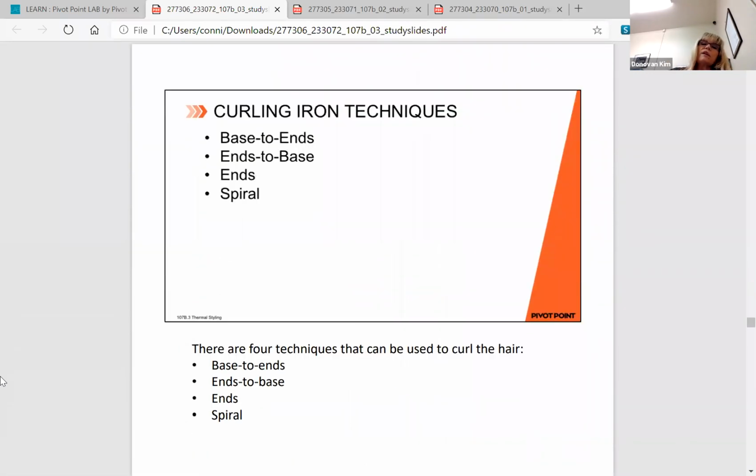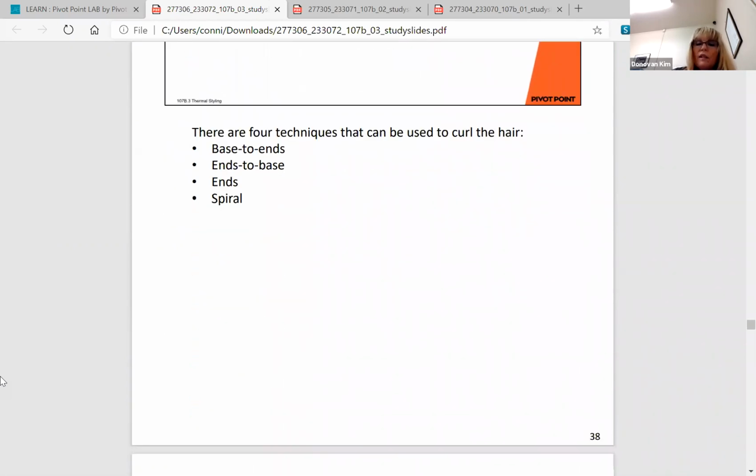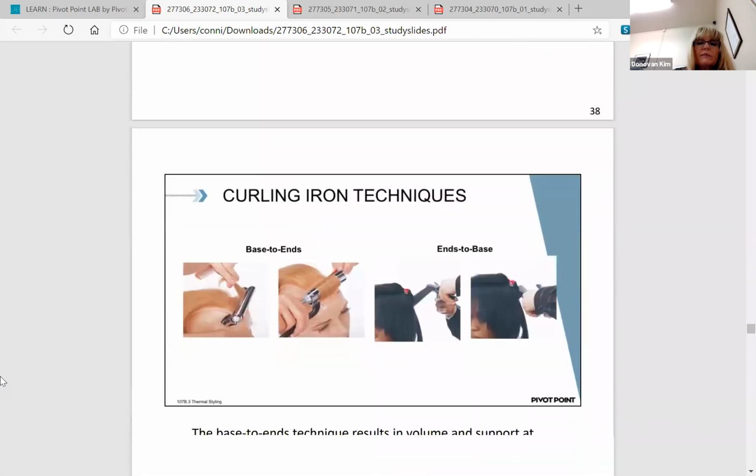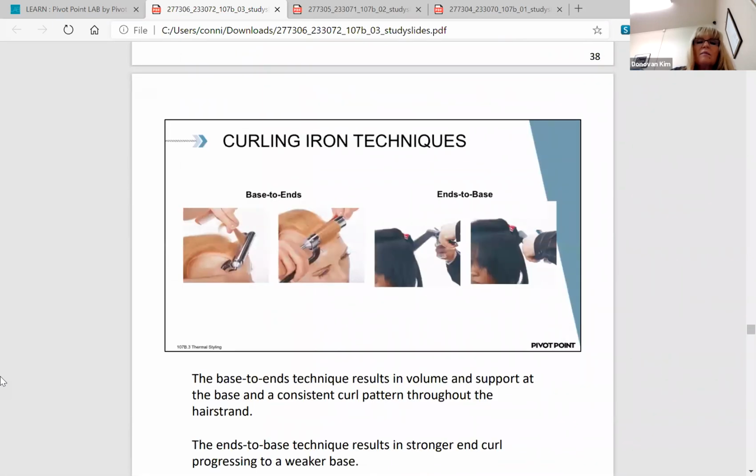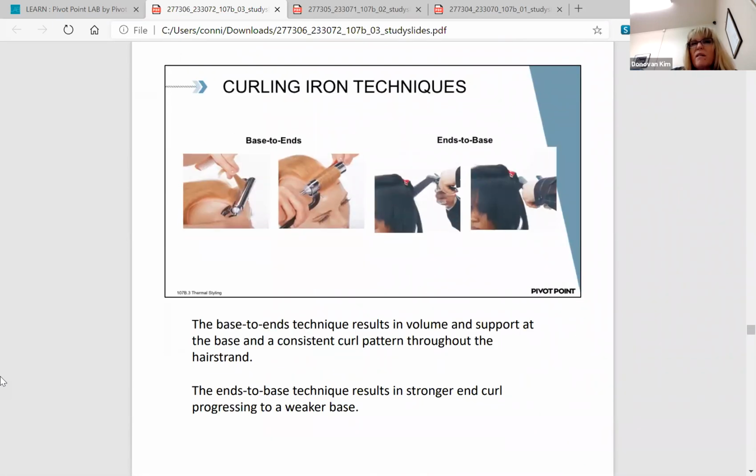So when we're using the curling iron, you have base to ends, ends to base, ends only, or spiral. Those are the techniques that you can use. Base to ends is kind of like what we do when we use the Marcel irons. It's probably about halfway through, but we are getting a tight base into it before we're pulling it through the ends, because that's what you're going to have to do at state board. So that's what we need to practice.